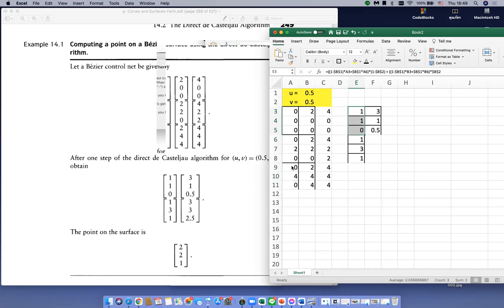And then, okay, repeat it again. Copy this to this, so I can get 1, 3, 1, and then copy again, 3, 3, 2.5, 2, 3, 2.5. Okay, this is the way we will interpolate. Okay, so now we want to get the final value. So I will copy this to this, so I get, oh my God, why?